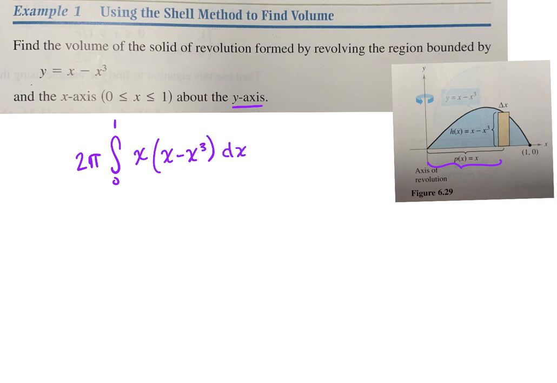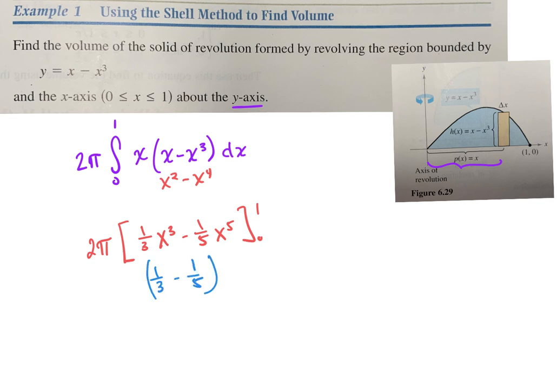And then it's just basic. I mean, you have x squared minus x to the 4th. That's what I am integrating here. So I have 2 pi. I'm taking the antiderivative of this guy. So I have 1/3 x cubed minus 1/5 x to the 5th from 0 to 1. And then it's just straight 1/3 minus 1/5, times 2 pi. We have our common denominator of 15, so we get 5 minus 3 times 2, so we get 4 pi over 15.